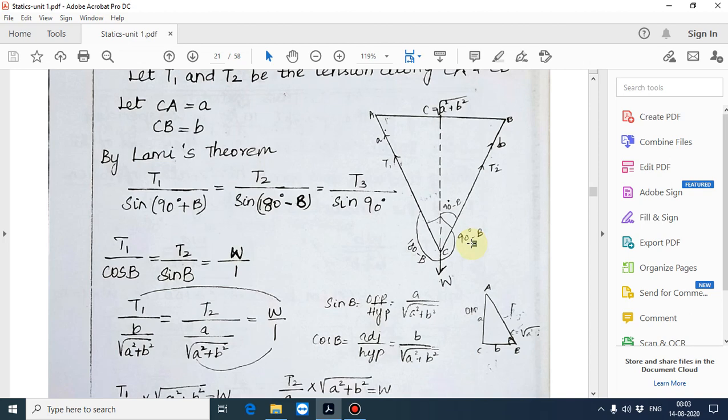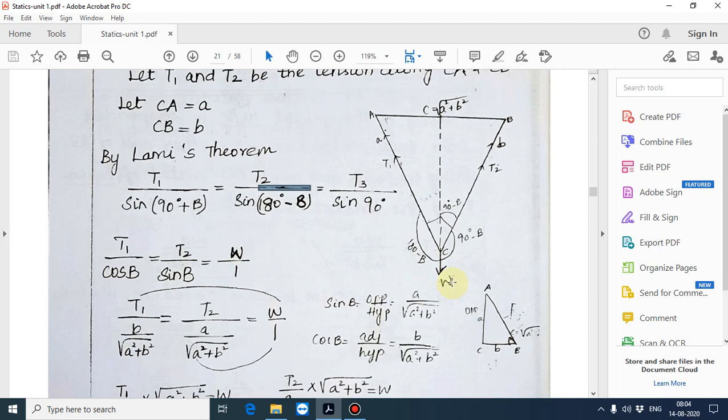You see the proof. Let T1 and T2 be the tension along CA and CB. Let CA be equal to A and CB be equal to B. By Lami's theorem, T1 divided by sine of 90 plus B is equal to T2 divided by sine of 180 minus B, equal to T3 divided by sine of 90 degrees. Tension 3 is down, so you have to mark T3. W is there. This is T1, this is T2, and here tension T3.